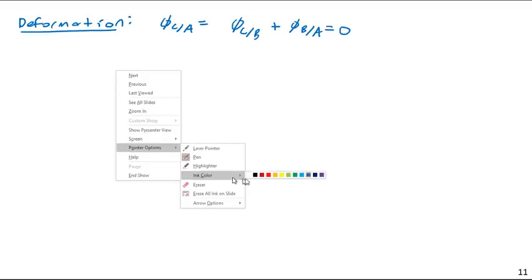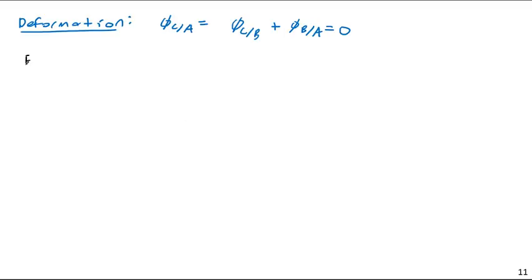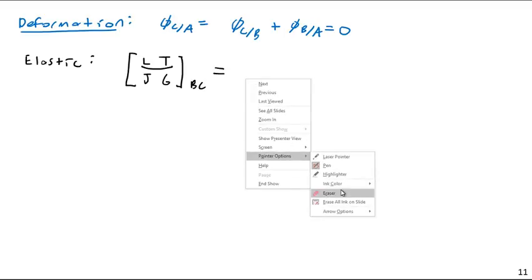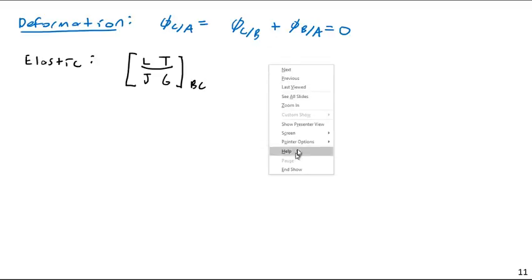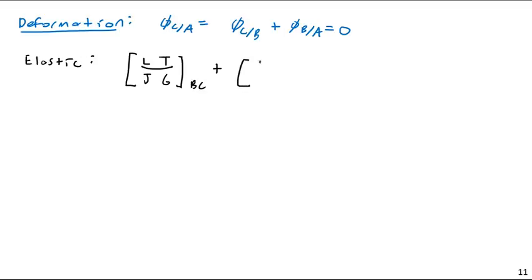But then we're also going to assume this is elastic. So I'm making an elastic assumption. In other words, LT over JG for BC, plus, plugging in the two formulas for the angle of twist for each one of these, plus LT over JG for AB is going to be equal to 0. And I'm going to call this equation 2.